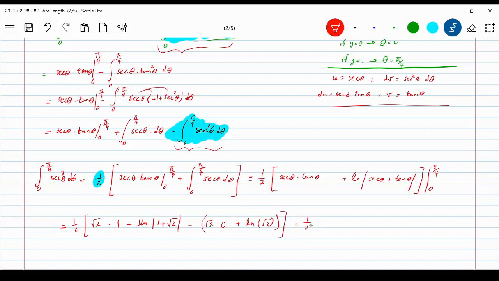Which basically simplifies to 1/2 times the quantity root 2 plus ln of 1 plus square root of 2 minus ln of square root of 2. No need for the absolute value since these are positive values. Maybe use parentheses here. Okay, so even though it's not that nice, it is a solution.